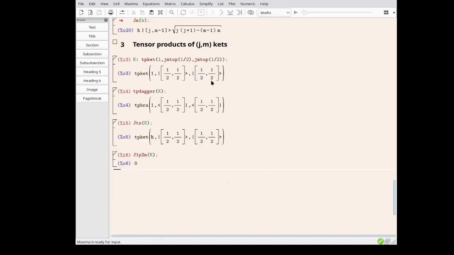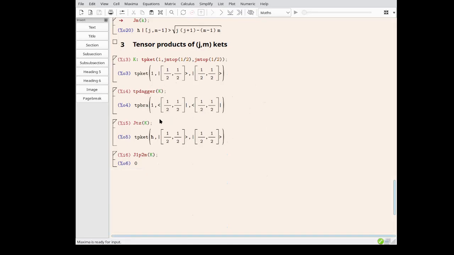And if we want to take the dagger to create the bra, then because we're working with tensor product states, there's a special tensor product dagger. So we would take the TP dagger of this ket K, and that gives us the TP bra. And you can see that in slots 2 and 3 here, we have bras.